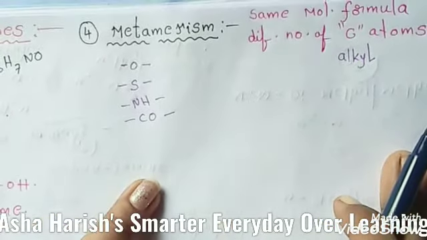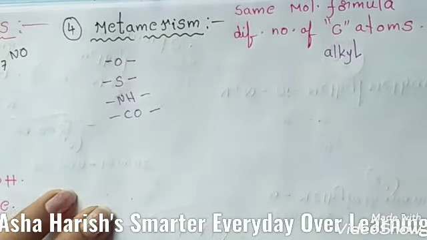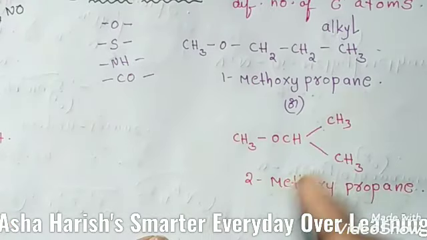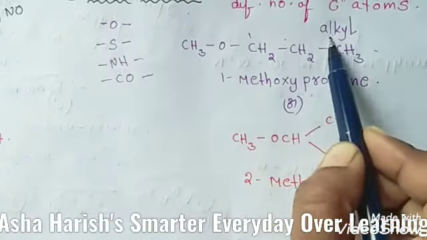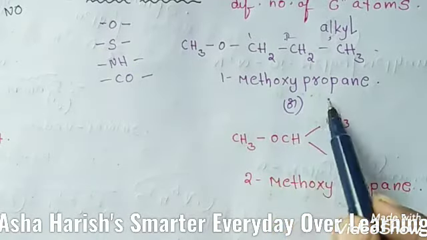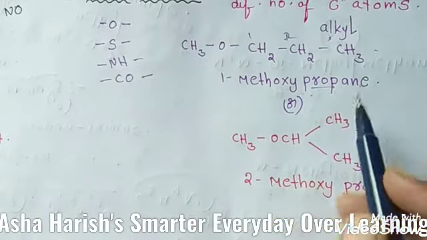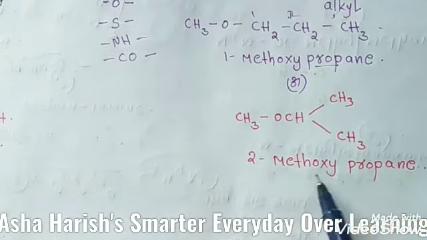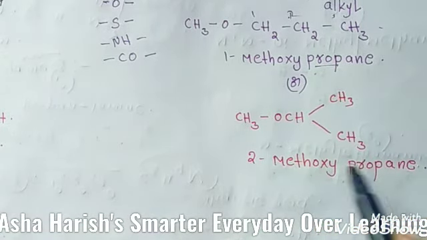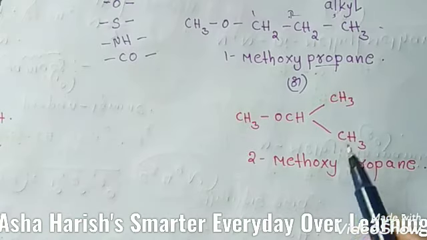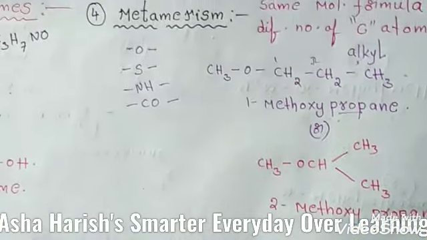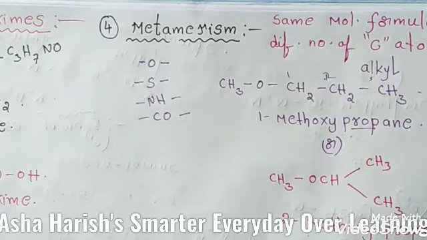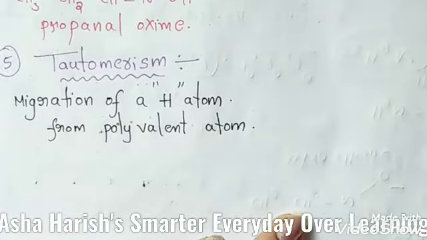For example, students, homologous series, you know that. Here one methoxy group is located at the first carbon, so 1, 2, 3. 1-methoxypropane. Prop is the root word. Like that only in this example, 2-methoxypropane. Okay, 2-methoxypropane. This is about metamerism. Next we shall go for number 5, tautomerism.